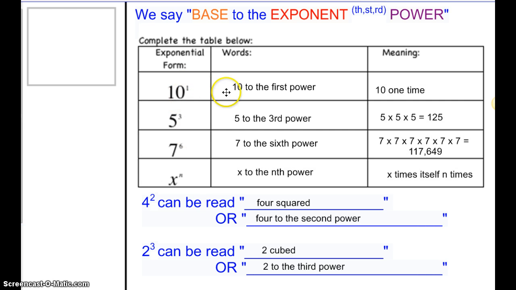So here we go. This one, 10 to the 1st power, which means 10 one time. I wasn't exactly sure how to write that. So there's just one of them. This is 5 to the 3rd power, which means 5 times 5 times 5.